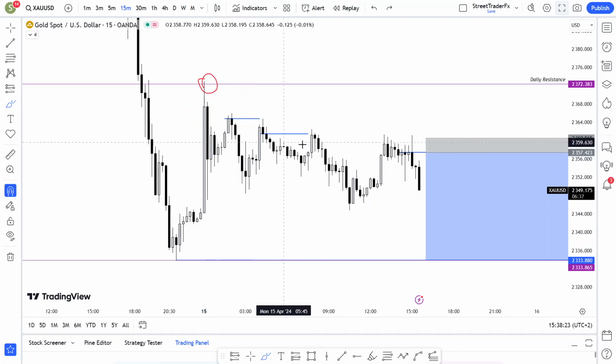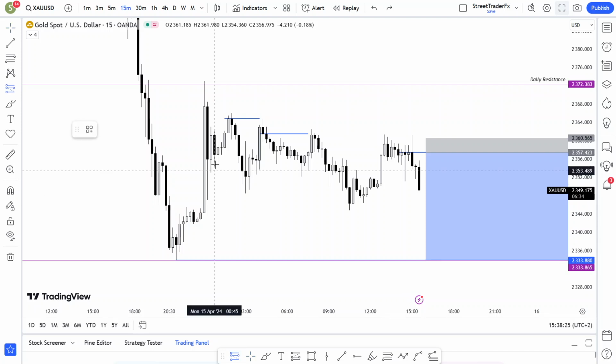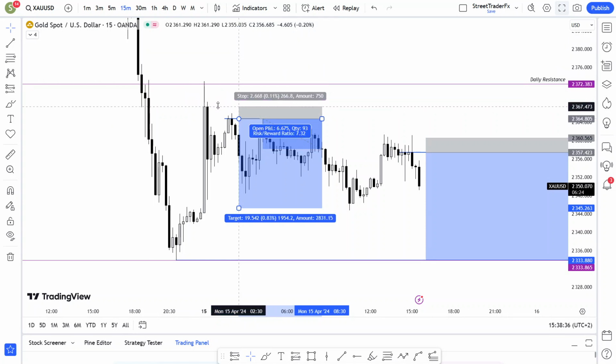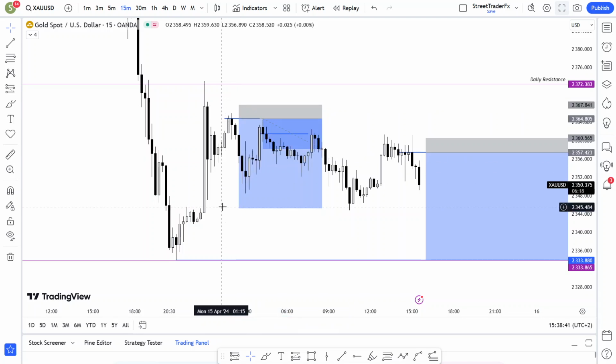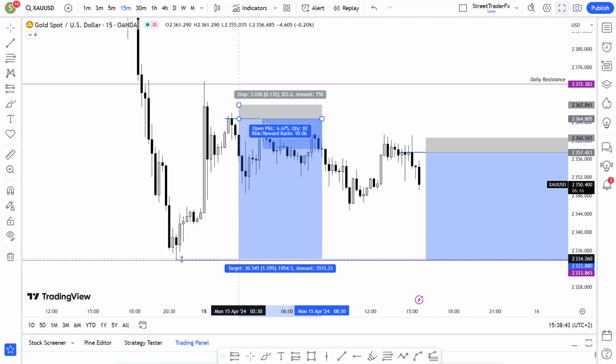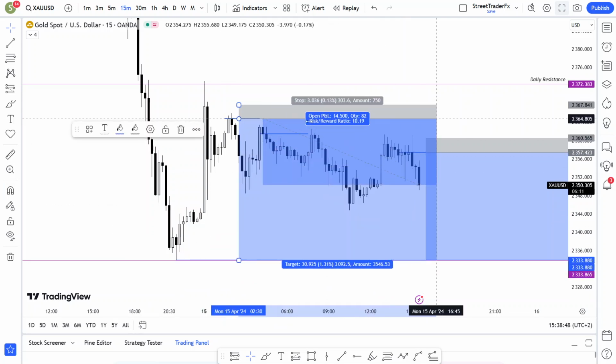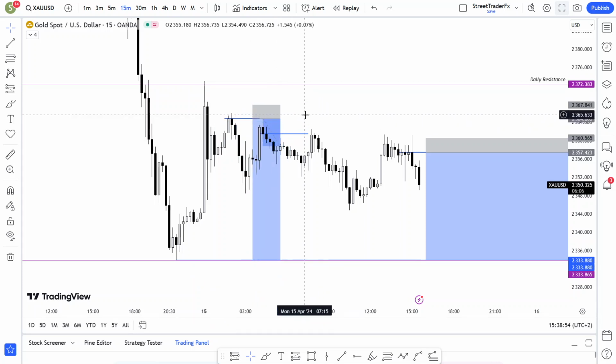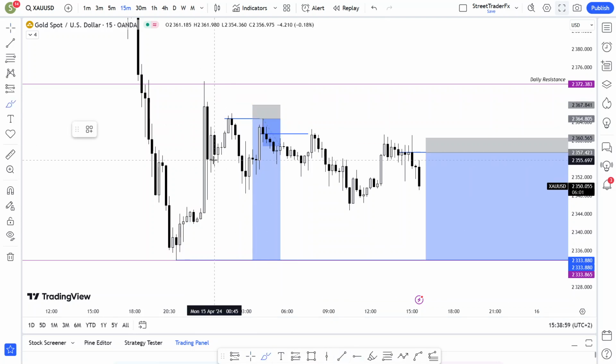Your first entry obviously had to have been here, with the 30 pip stop loss or 35 pips, depending on what you're comfortable with. Your target here, right here, 300 pips, just like that. So this would have been your potential first entry. I'm just showing you these setups on lower time frames, but I hardly ever use lower time frames.